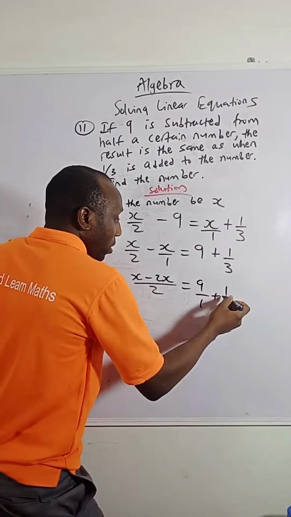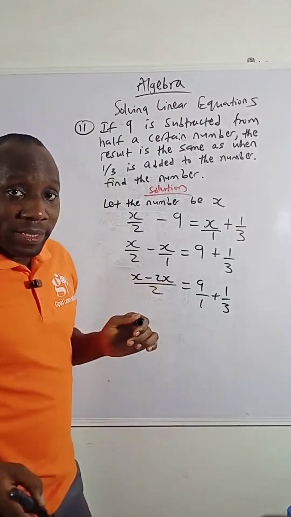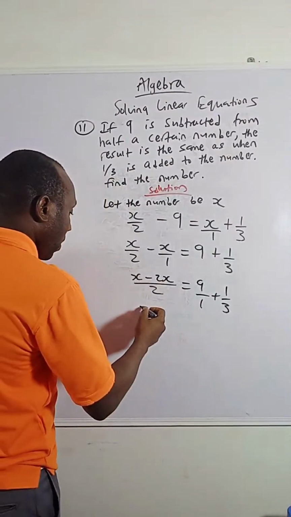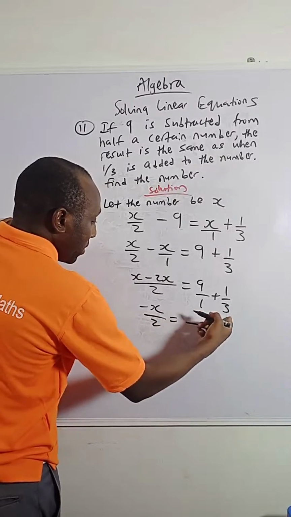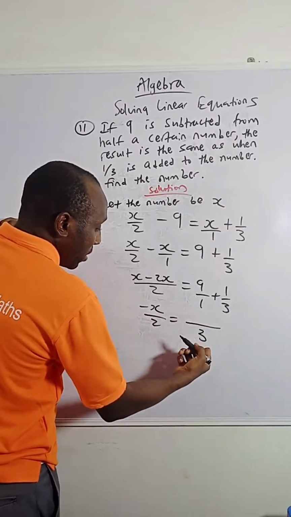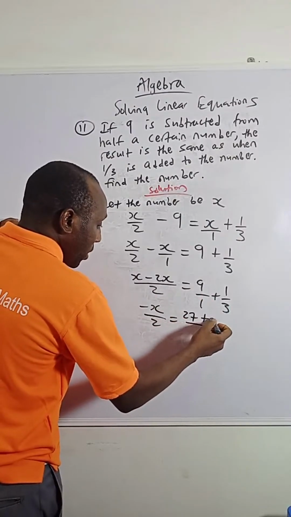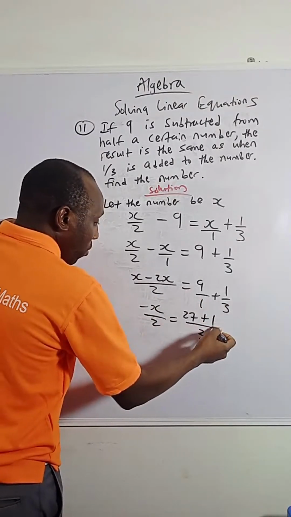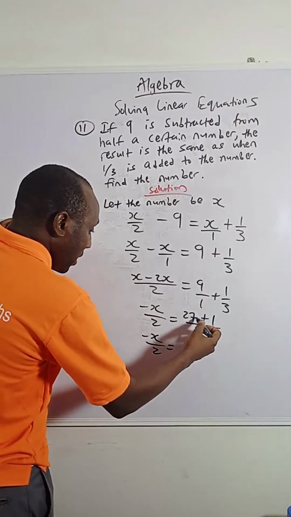So what is X minus 2X? That's minus X. So minus X over 2 is equal to, let's add this together. The LCM of 1 and 3 is 3. 1 into 3 is 3, 3 times 9 is 27, plus 1. So that will be minus X over 2 is equal to 28 over 3.